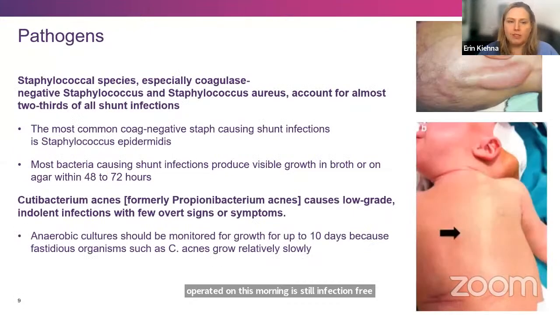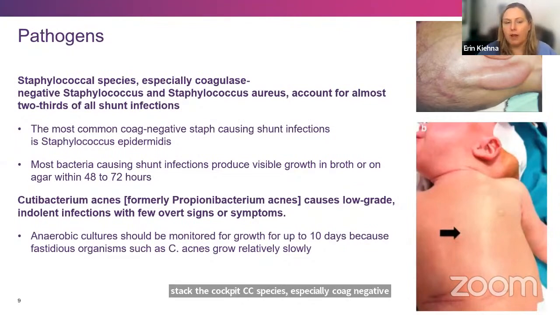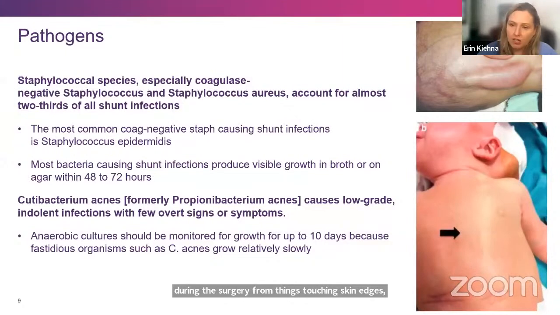The pathogens associated with this are usually staphylococcal species, especially coag-negative staph and Staph aureus. And this is about 2/3 of all shunt infections. When we look at all the coag-negative staph, this is most commonly Staph epidermidis. These are skin colonizing bugs. The reason they happen there is probably contamination during the surgery from things touching skin edges, from us touching the skin, us touching the shunt.